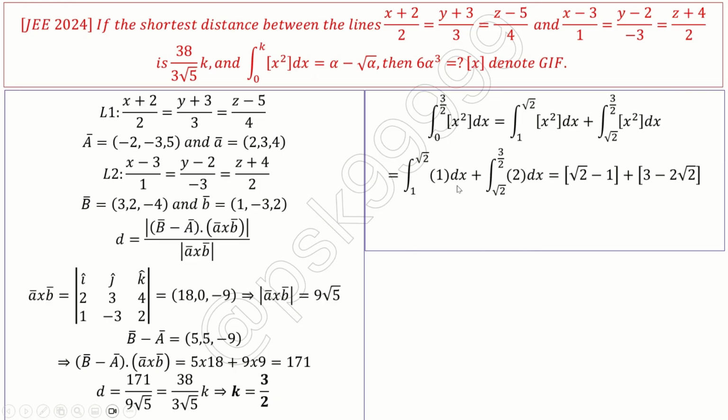Okay. So in the first case, this is 1. In this case, it is 2. Correct. Apply the limits carefully: √2 minus 1 plus 3 minus 2√2. Simplify it, I'll get 2 minus √2, which is in the form of α minus √α. So α is 2. So 6α³ is 48.